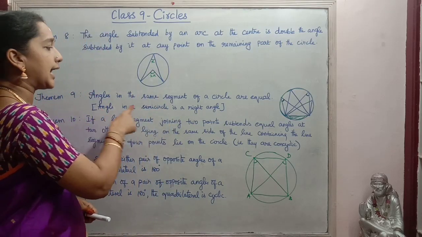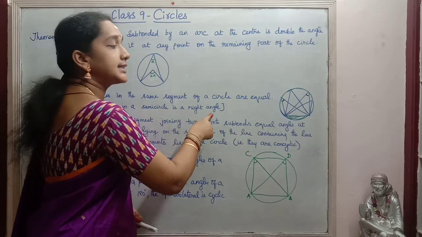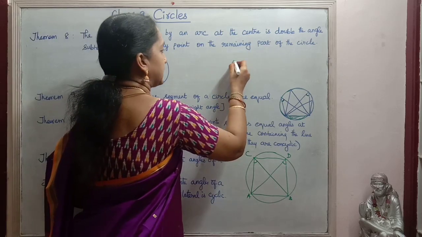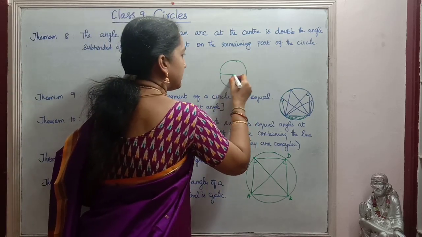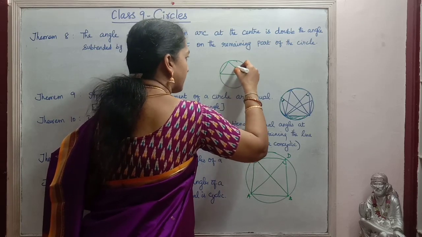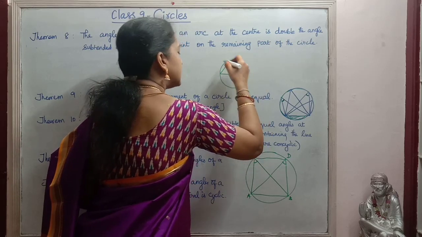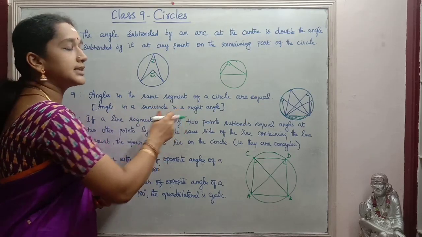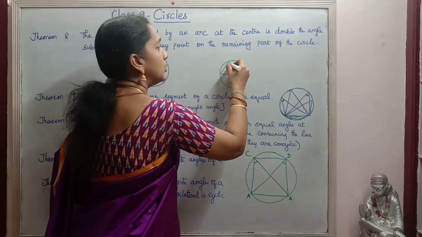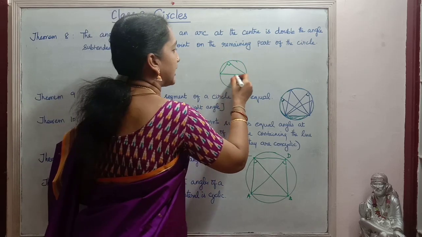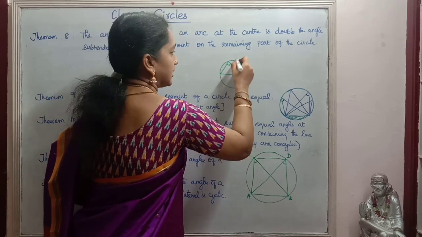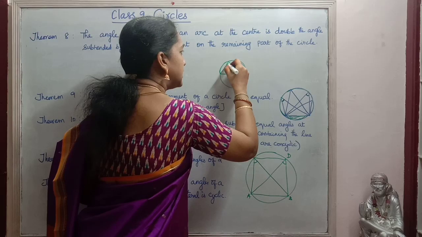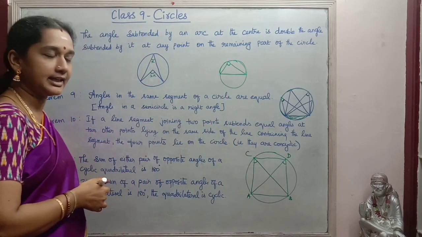One more thing is, the angle in a semicircle is a right angle. If we take a circle with a diameter, and an angle is subtended here, this angle will be 90 degrees. This is the diameter and this one is called the semicircle. So this angle is 90 degrees, a right angle.